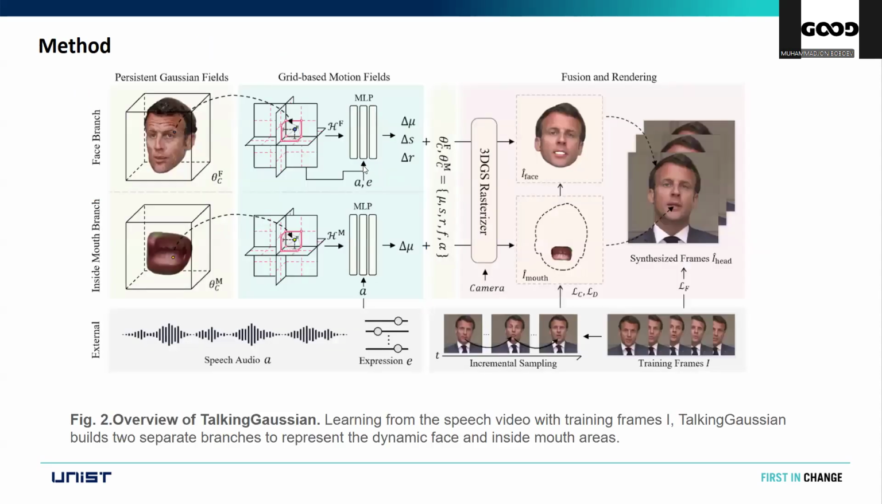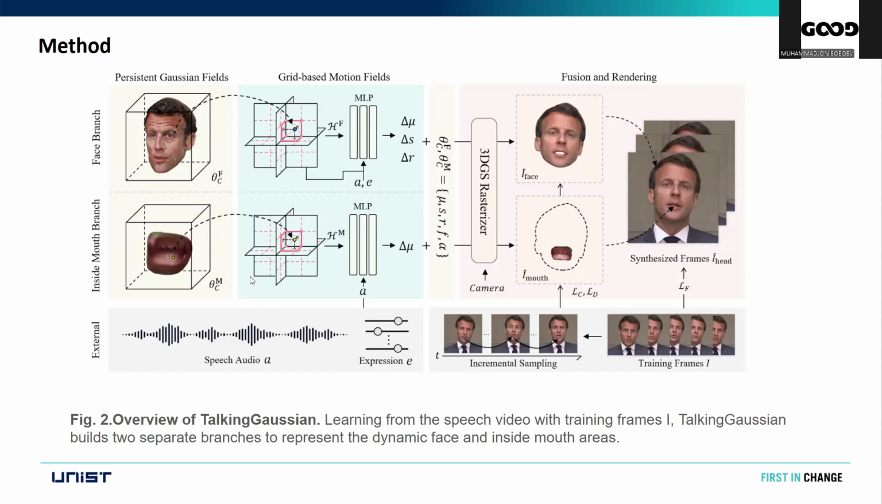Okay, let's just see the overall pipeline they have. The first thing we can notice immediately is they have two kinds of fields. The first field is the persistent Gaussian field, and the second is the grid-based motion field. The reason they need two kinds of fields is this method believes that, in order to represent a continuous change, one way is using deformation or some kind of offset prediction rather than just predicting the change immediately or independently.